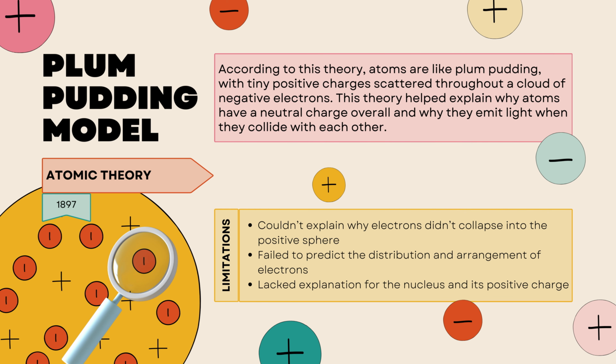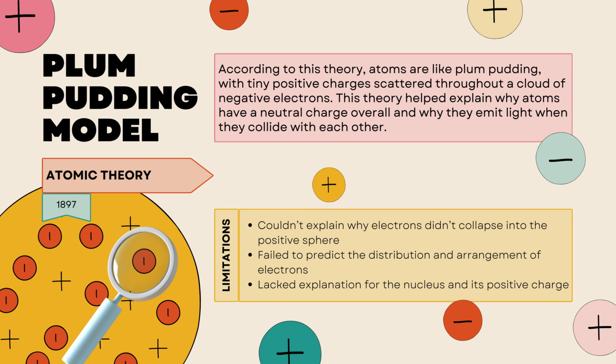Plum pudding model, atomic theory, 1897. According to this theory, atoms are like plum pudding, with tiny negative electrons scattered throughout a cloud of positive charge. This theory helped explain why atoms have a neutral charge overall and why they emit light when they collide with each other.